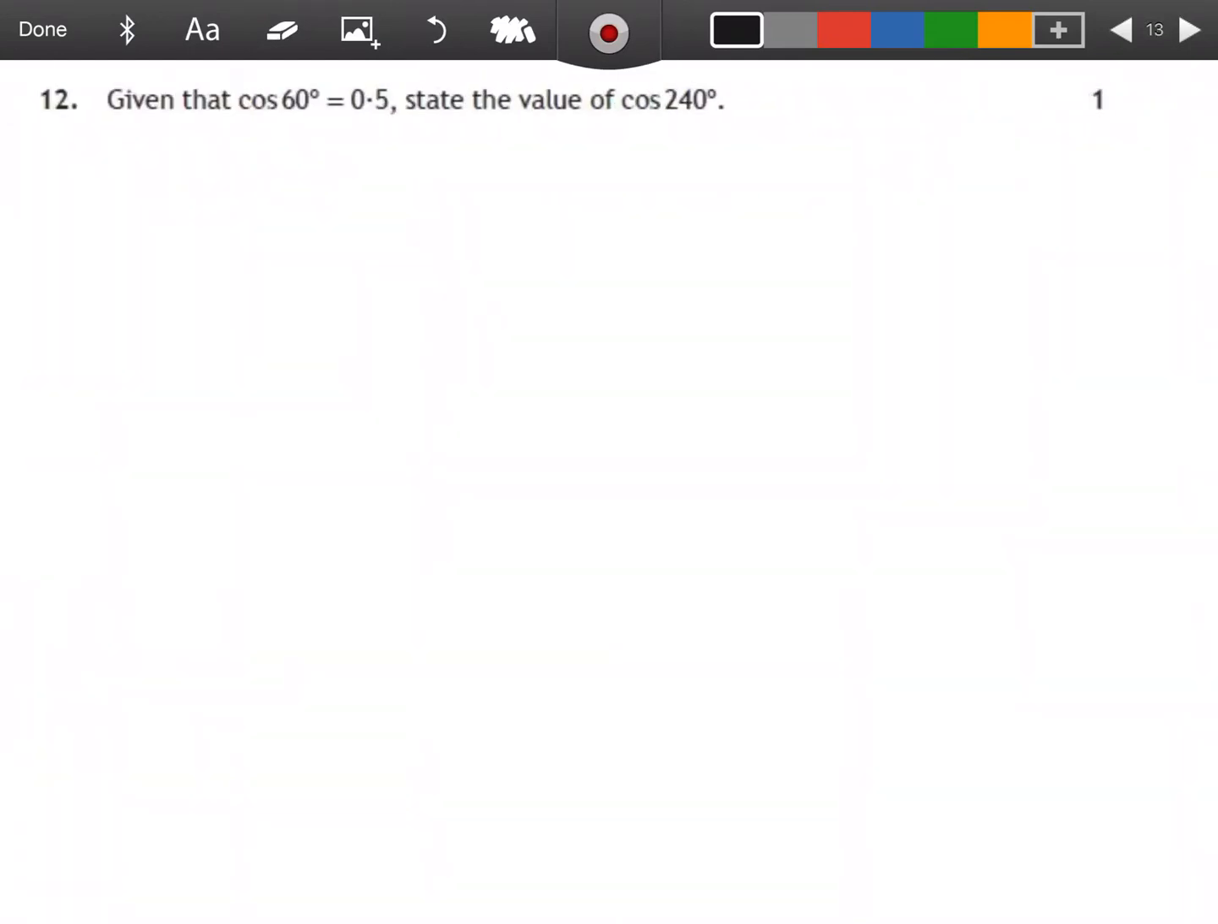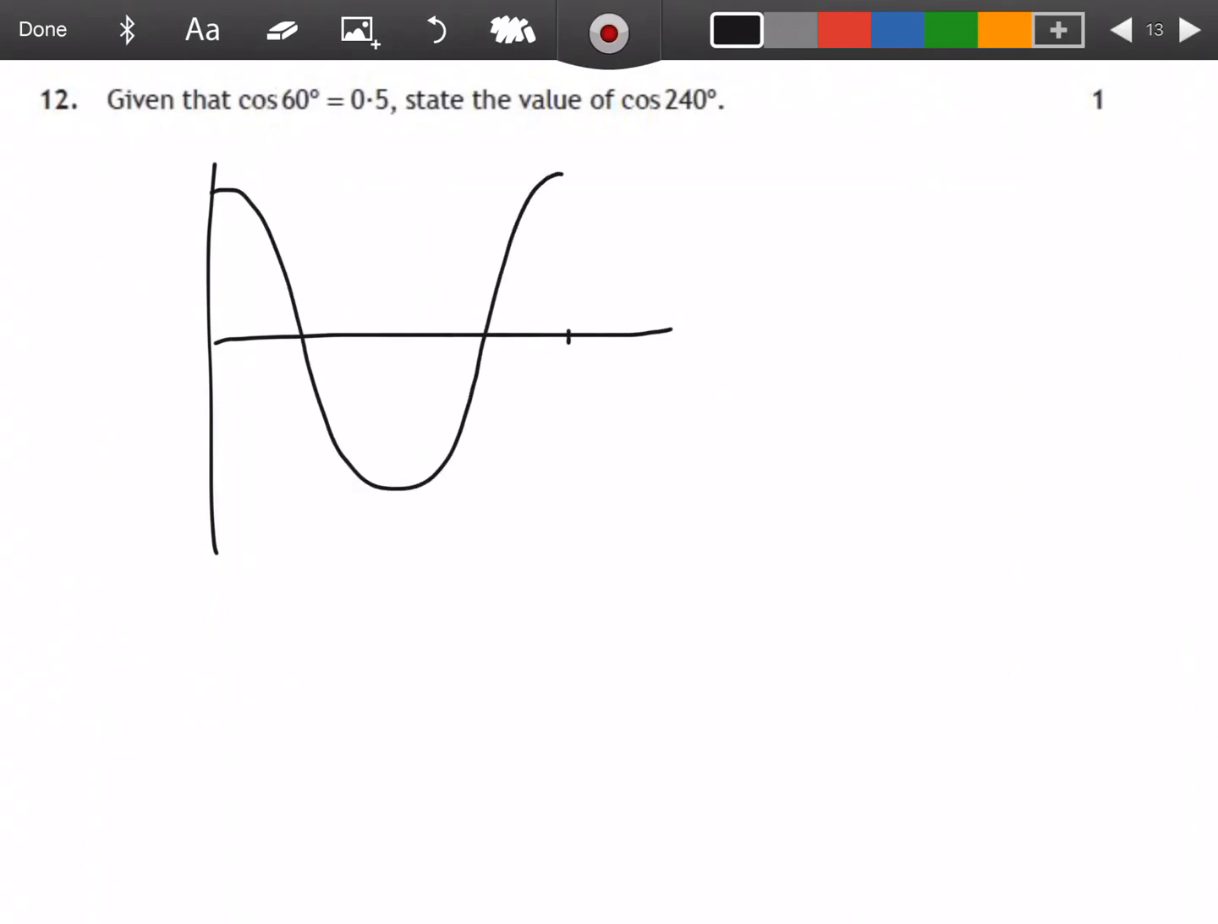Right, number 12. Given that cos 60 equals 0.5, state the value of cos 240. Right, I think having a wee sketch of the cos graph really does help you with this. I think we mentioned the cos graph earlier on. Cos looks like this, and that would be 360. That would be 180. That would be 90, and that would be 270. Okay? Right, so cos 60.